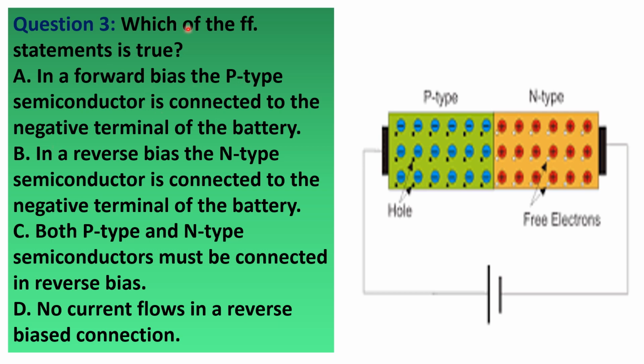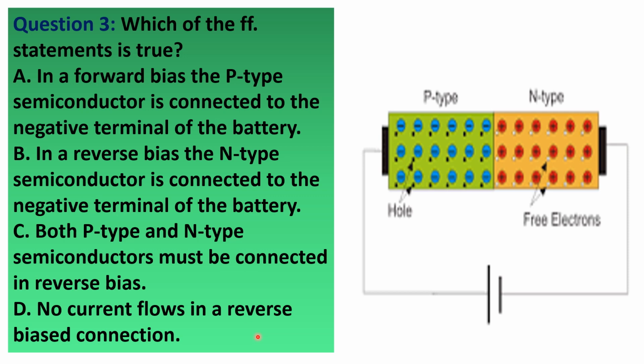Moving on now to our third question. Which of the following statements is true? Letter A. In a forward bias, the p-type semiconductor is connected to the negative terminal of the battery. Letter B. In a reverse bias, the n-type semiconductor is connected to the negative terminal of the battery. Letter C. Both the p-type and the n-type semiconductors must be connected in reverse bias. And letter D. No current flows in a reverse bias connection.